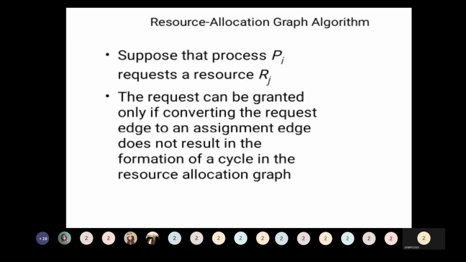Suppose that process Pi requests resource Rj. The request can be granted only if converting the request edge to an assignment edge does not result in the formation of a cycle in the resource allocation graph. If it leads to a cycle, then that leads to a deadlock, so that should be avoided.